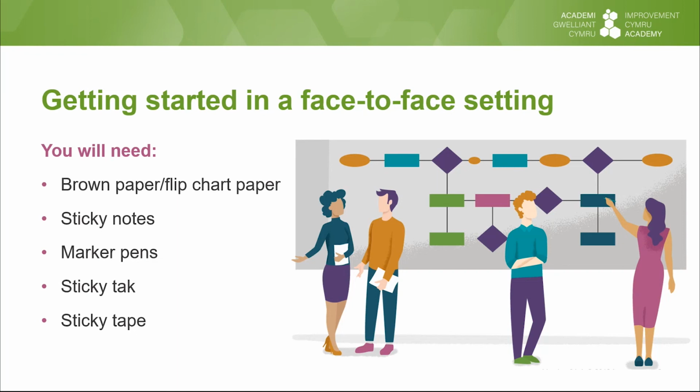We can work together on a process map both in a face-to-face group setting and in a virtual setting if it is not possible to get the group together in one place. In a face-to-face setting, we need large sheets of paper, sticky notes, marker pens, sticky tack to stick the paper on the wall, and sticky tape to stop the sticky notes from falling off once we have agreed that the order and the steps are correct.